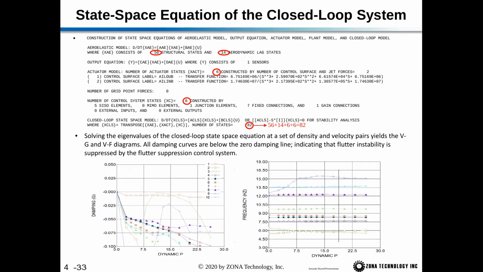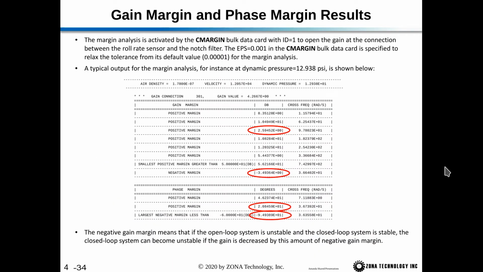The damping curves below are all below the zero damping line, indicating that flutter instability is suppressed by the flutter suppression control system. So this mode you can see gets really close to 0, but doesn't quite cross it. So our flutter has been suppressed using the flutter suppression control system. Next we'll look at the gain and phase margin results. The margin analysis, remember, was activated by the CMARGIN card.